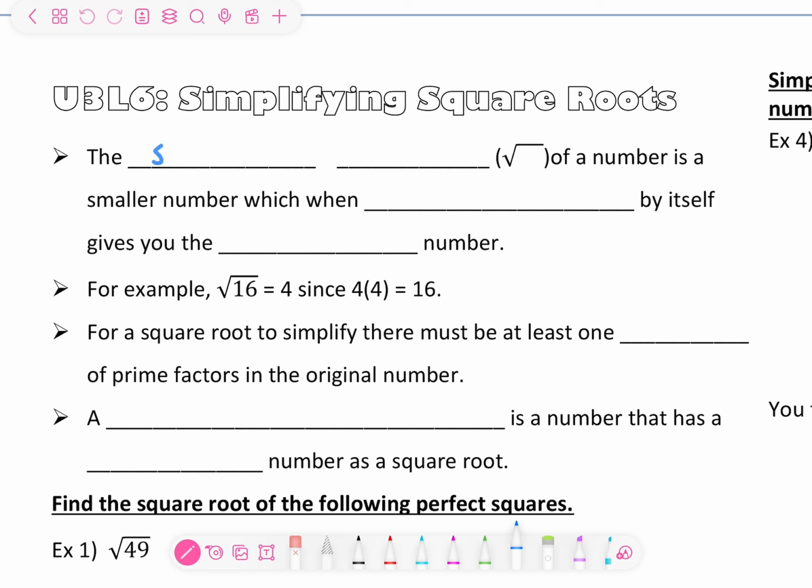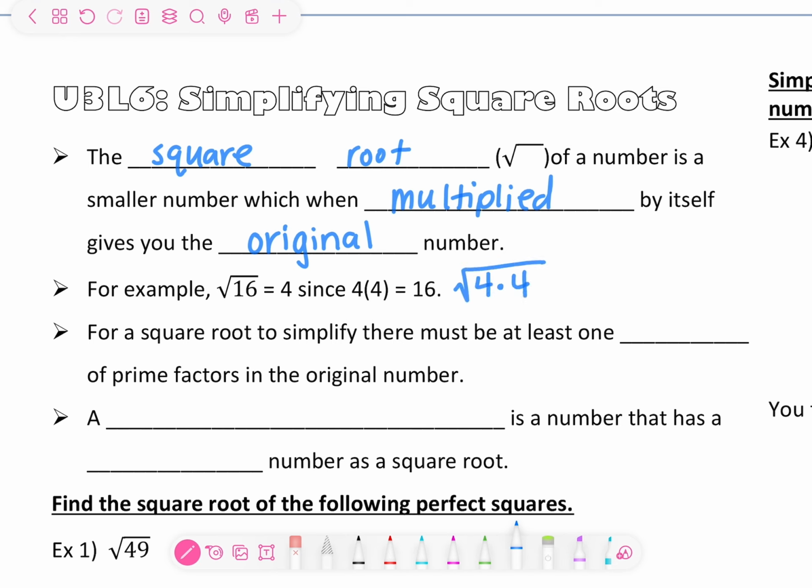So the square root of a number, and the square root symbol is this right here, is a smaller number which when multiplied by itself is going to give you the original number. So that's really the basis of what a square root is. So for example, square root of 16 is 4, and that's because 4 times 4 is 16. So if you look at the square root of 16 written as 4 times 4, you can see that you have the same number multiplied by itself, and so the answer to that is just a singular 4, no square root, and that's the answer, okay?